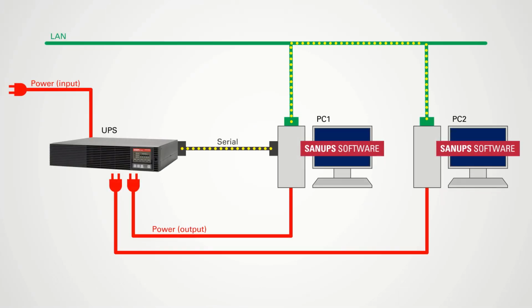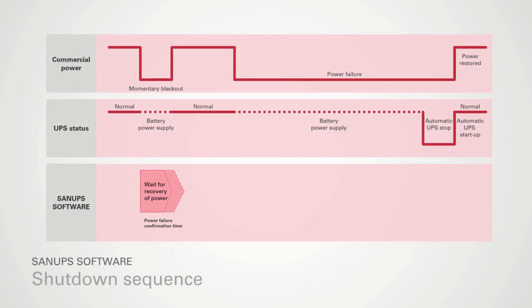In the shutdown sequence, there are a few time settings that need to be considered. The first one is the power failure confirmation time. During a power failure, when the power is recovered within this time setting, the UPS will continue to operate normally. Or else, it will start to count the shutdown delaying time.